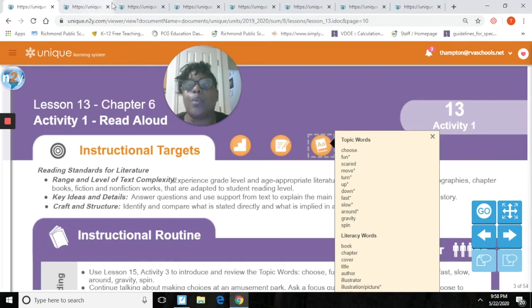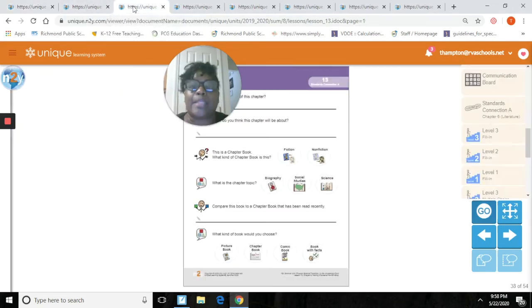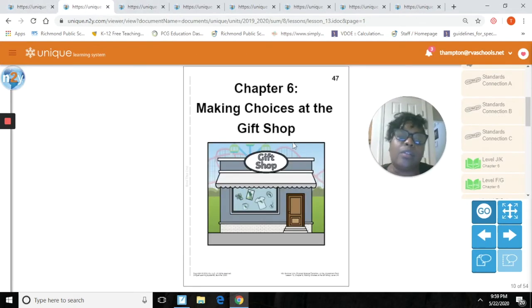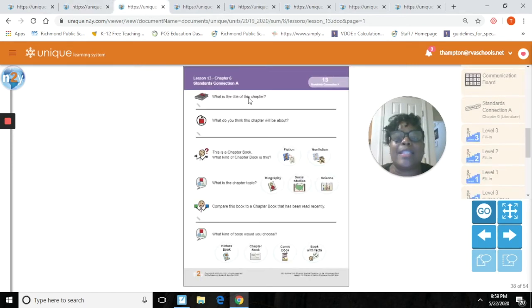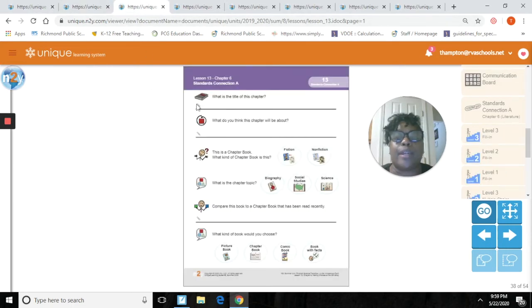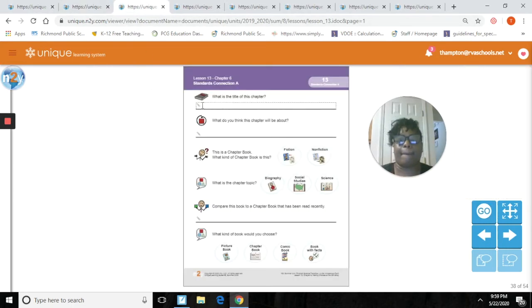All right, before we start reading our story, we want to do an activity. Let's take a look at our book cover. We know the title of our story is Making Choices at the Gift Shop. It says, what is the title of this chapter? Did you say Making Choices at the Gift Shop? Because if you did, you were correct.